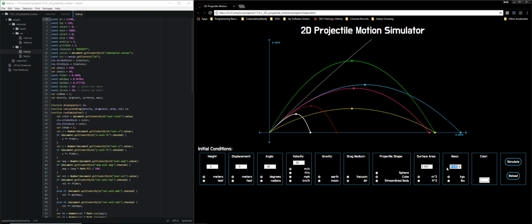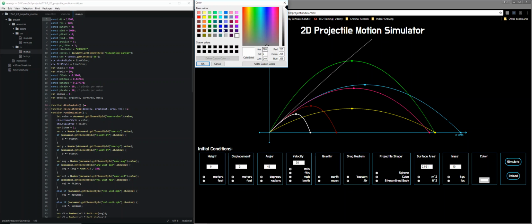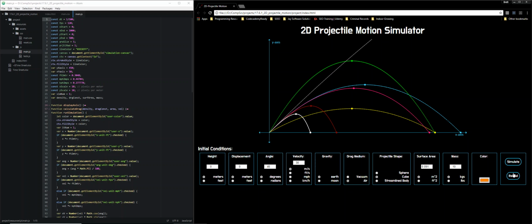So now let's increase our mass significantly here. And because we're increasing our mass, but we have the same surface area, the same projectile shape, and the same drag medium, we aren't going to be increasing our drag force. So we have the same drag force, but a much higher mass, so our acceleration due to drag is going to be significantly lower, and that's going to mean that this is going to go much higher and much further. It's going to more closely resemble our original turquoise line than this white line did in the previous one. So we'll use orange for this.